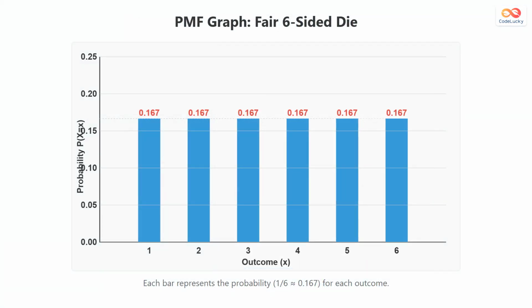We can visualize this distribution using a bar graph. On the horizontal axis, we have our outcomes. On the vertical axis, we have the probability. Notice how all the bars are the same height? This is called a uniform distribution because the probability mass is spread evenly across all outcomes.